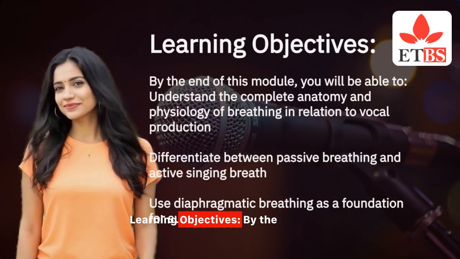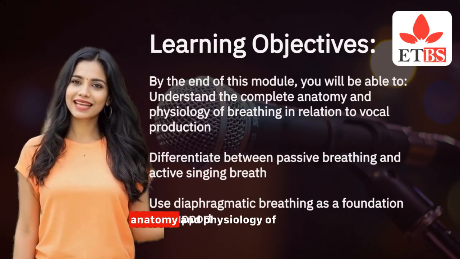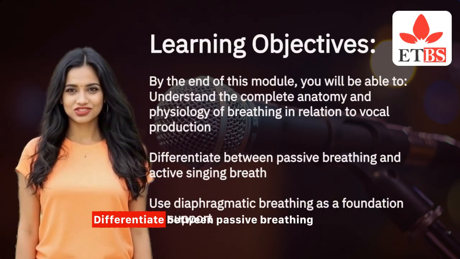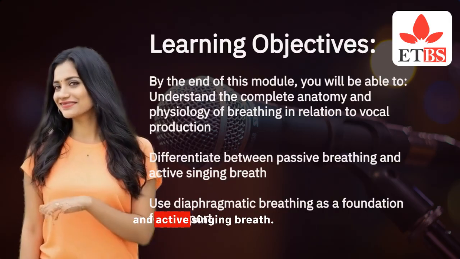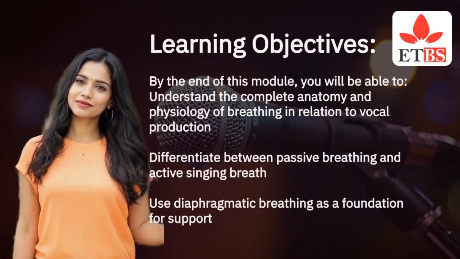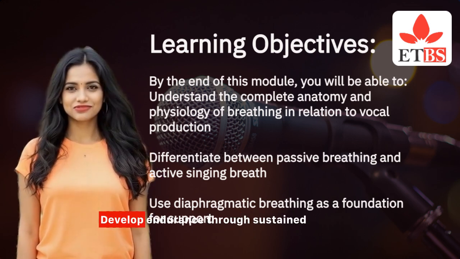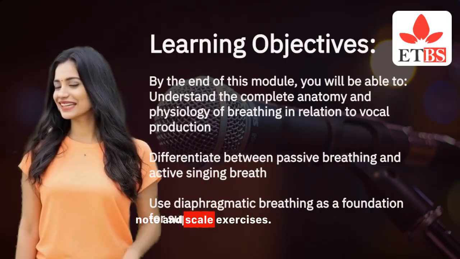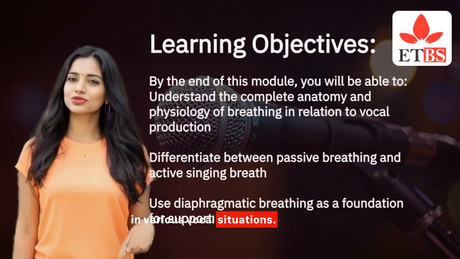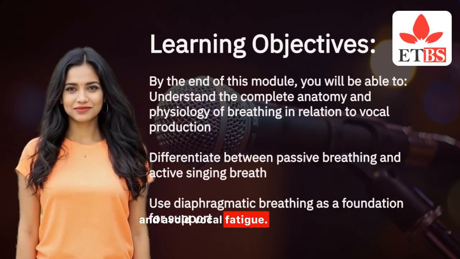Learning objectives. By the end of this module, you will be able to understand the complete anatomy and physiology of breathing in relation to vocal production, differentiate between passive breathing and active singing breath, use diaphragmatic breathing as a foundation for support, control airflow and manage breath release through phrasing, develop endurance through sustained note and scale exercises, apply breath management strategies in various vocal situations, and eliminate breath-related vocal tension and avoid vocal fatigue.